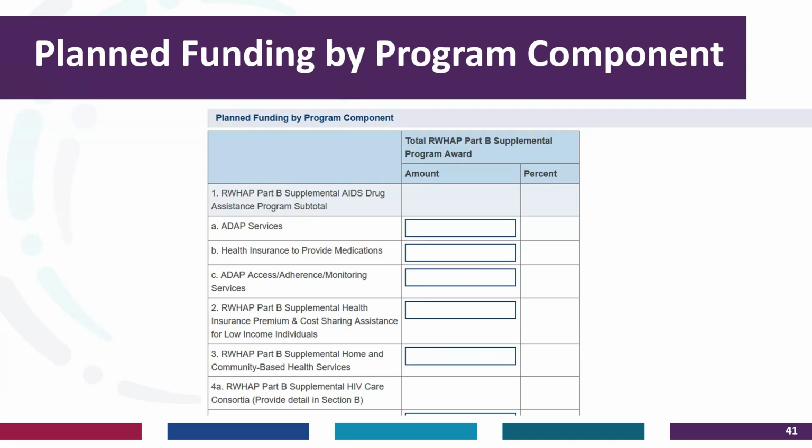Unlike Part B XO7, Part B supplemental does not have rows 2 and 3 blacked out. So for your Part B supplemental award, you have to report allocations for health insurance premium and cost sharing assistance and home and community-based health services. Both of those go in this table in your allocations report and not in your agency's contracts in the GCMS.